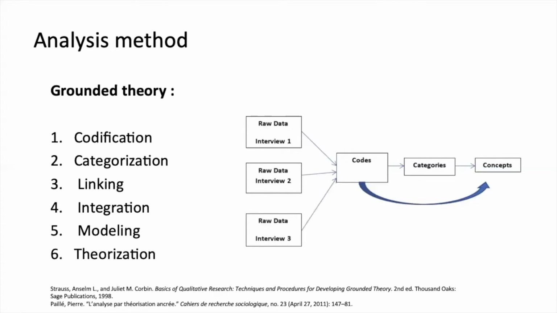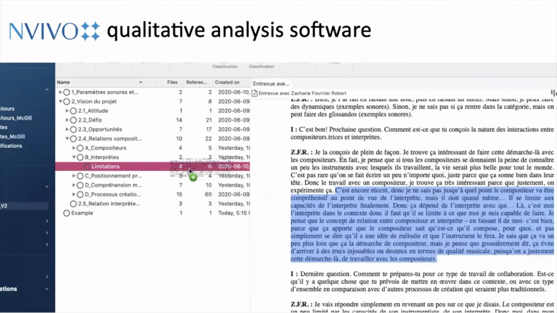And finally, the theorization, which consists in an attempt to construct in a meticulous and exhaustive way the multidimensionality of the studied phenomenon. In summary, we start from raw data and codify it. From this multiplicity of codes emerge hierarchical categories that can be related and integrated to create concepts that can be theorized.